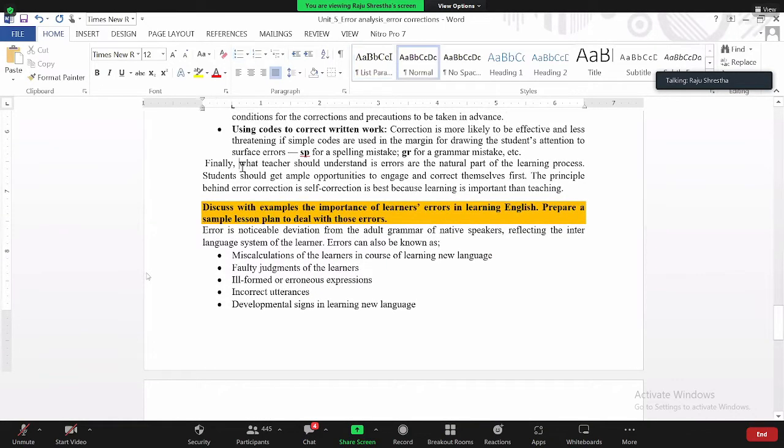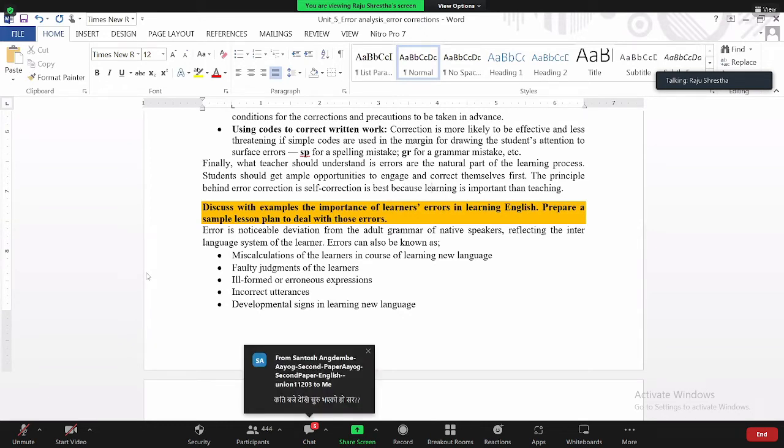Finally, the conclusion part is here. Finally, what the teacher should understand: errors are a natural part of the learning process. Naturally, we are also learners. These errors are one part of language learning. The students should get ample opportunities to engage and correct themselves first. The principle behind error correction is that self-correction is the best, and it will be sustainable learning. It is best because learning is more important than teaching. This kind of conclusion we can make.